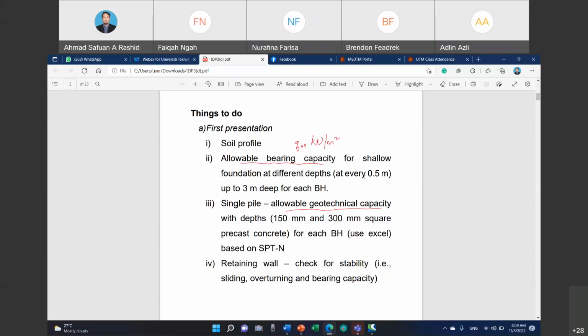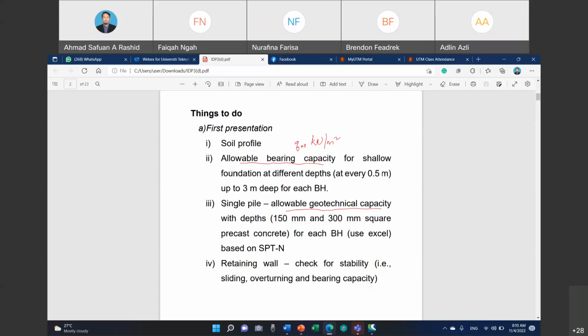Okay, tak apa. Yang ni untuk first class ni saya terang dulu. Nanti kita communicate menggunakan WhatsApp group lah untuk geoteknik. Janganlah senyap pula. So saya perlu tahu maklumat apa yang awak dah dapat. Nanti saya akan guide untuk complete awak punya assignment ni.